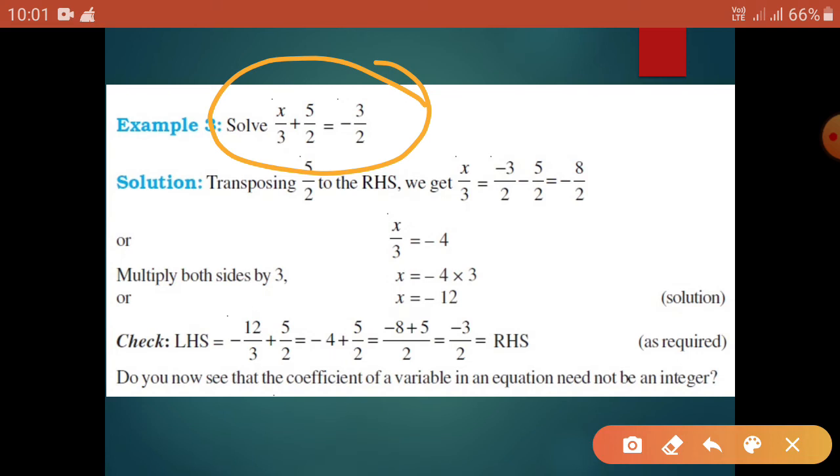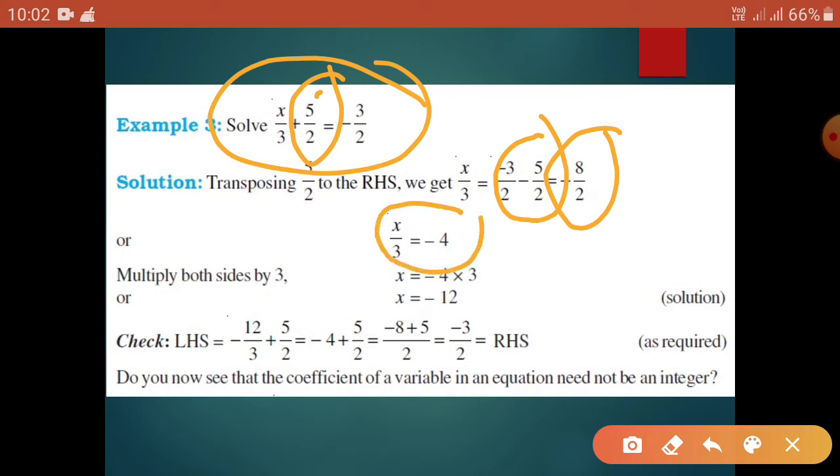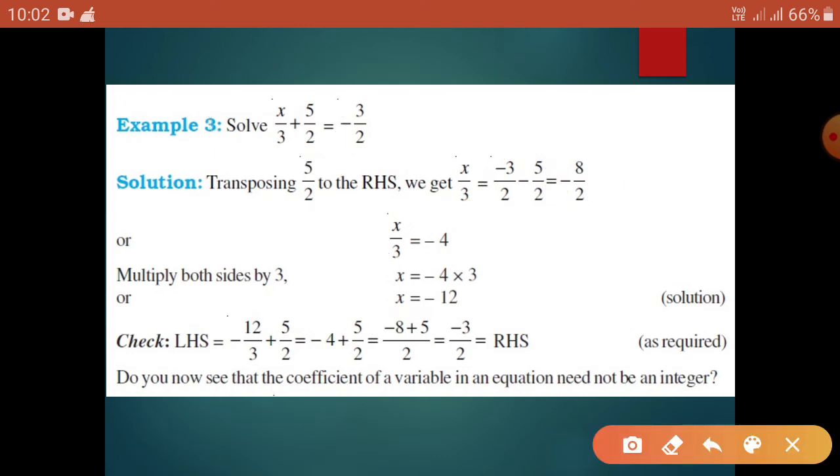So here the extra value is plus 5 by 2. So if we want to transpose this value to the right hand side, the sign will be negative. So here it is minus 3 by 2 minus 5 by 2, that gives us minus 8 by 2. So here we are getting x by 3 equal to minus 4, because 8 by 2 gives us 4, so it is minus 4. So x by 3 equal to minus 4, so x will be minus 4 into 3, that gives us minus 12. Got it? So the value of x is equal to minus 12.